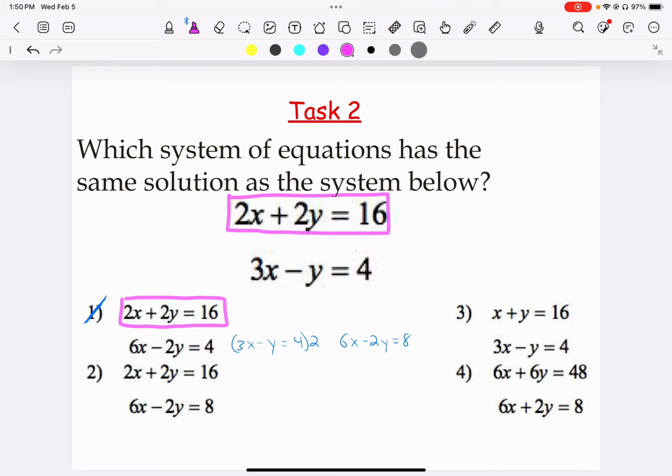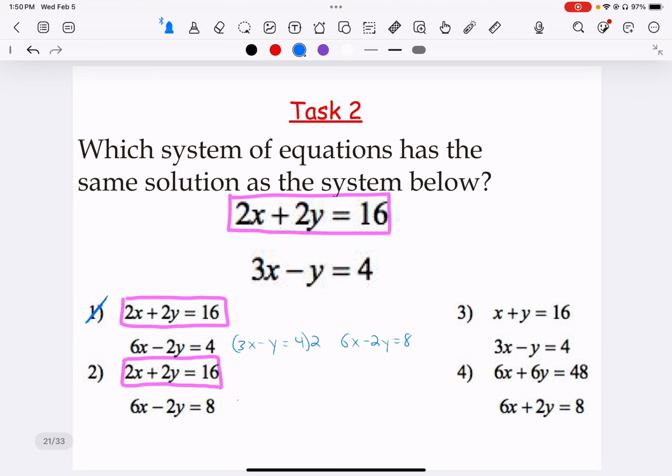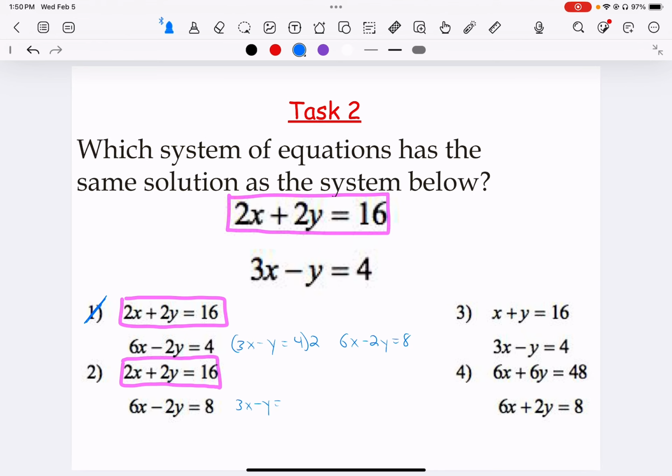Answer choice 2, I'm left with 2x plus 2y equals 16, which matches the top equation. My bottom equation, 6x minus 2y equals 8, is just my bottom equation from the original problem multiplied by 2. So 2 looks like it's good. I'm going to check the others just to be sure.